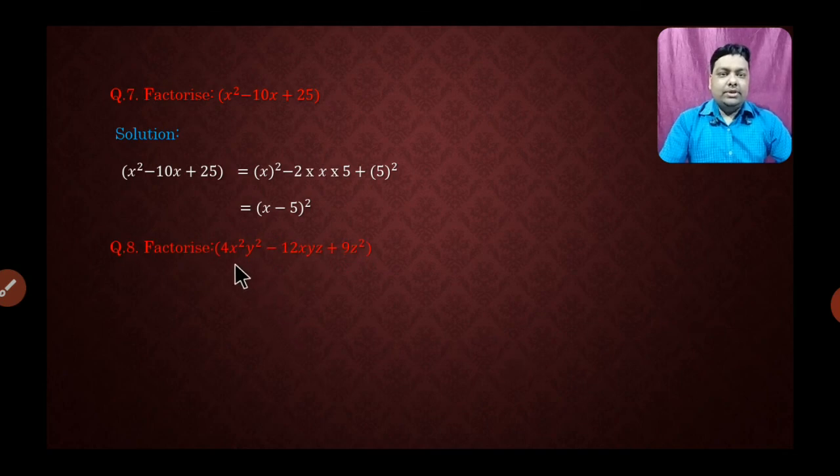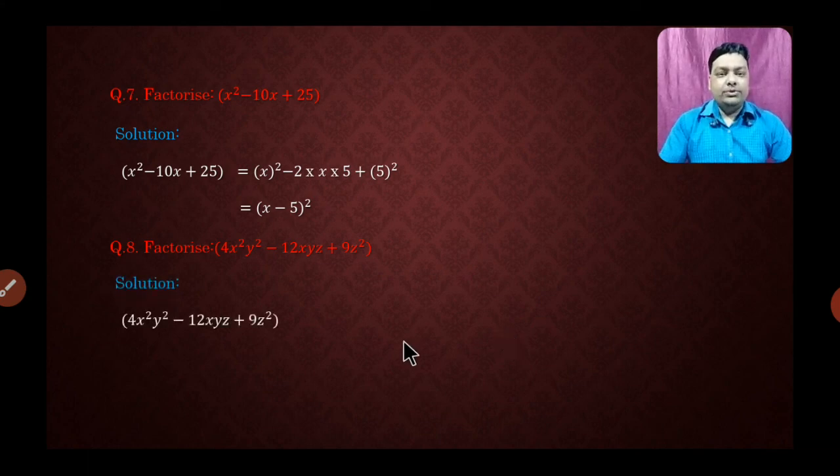Now this time here you can see 4x square y square minus 12xyz plus 9z square. Now we have to see whether it is in descending order of exponent or not. Here you can see power 2, 2 plus 2, 4. Here 1, 2, 3, 3 and here power 2. It means you can see that it is in descending order of exponent. Then in this case at first we will write the question.